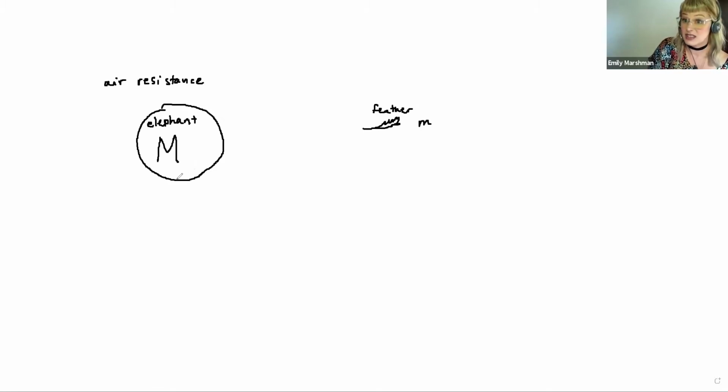We know that they're both going to have the force of gravity acting on them. So they're both going to have the force of gravity acting downward on them, which is equal to their weight. And that's equal to mass times the acceleration due to gravity. I'll make this a big M since this is for the elephant. So the elephant obviously has a lot more weight than the feather.